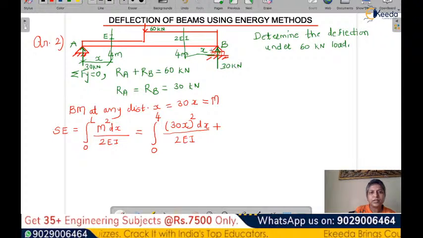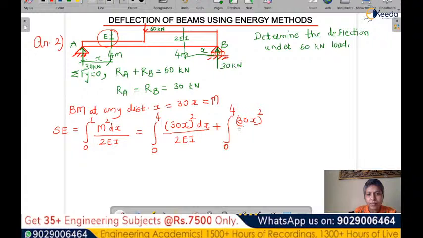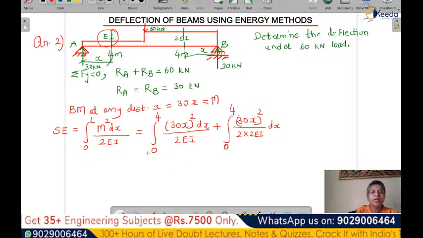Then next, here also 0 to 4 from this side. Okay, so this way we are covering the whole beam. So now we have to be careful. Here it is single EI, but here it is 2EI. So we have to be careful while writing the EI value. Now here again 30 square divided by, here it is 2 into 2EI. Okay, now do the calculation.